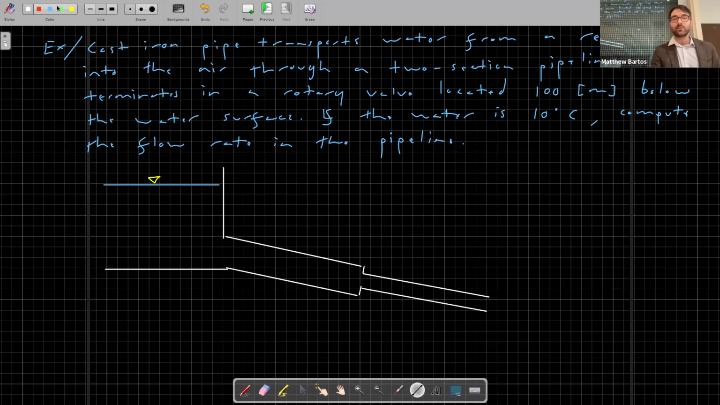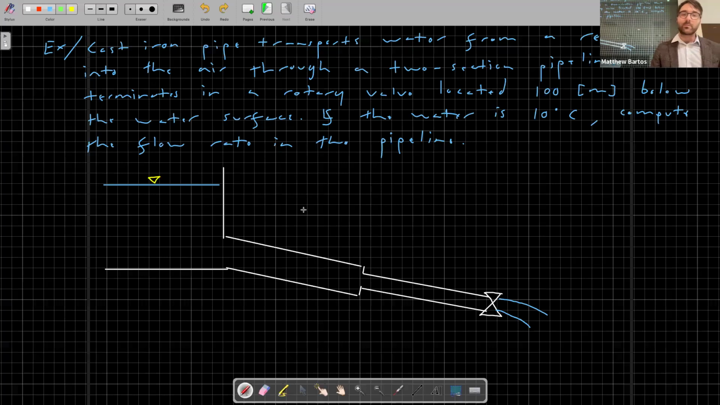And that smaller diameter pipe terminates in a rotary valve. So I'll draw that like this, a little diamond, hourglass shape. And the water discharges from this rotary valve into the atmosphere. Yes, so it discharges into the atmosphere, i.e. not into water, not into another reservoir.